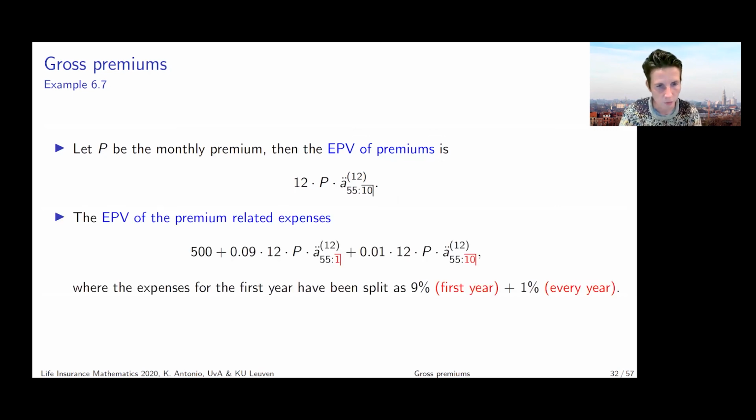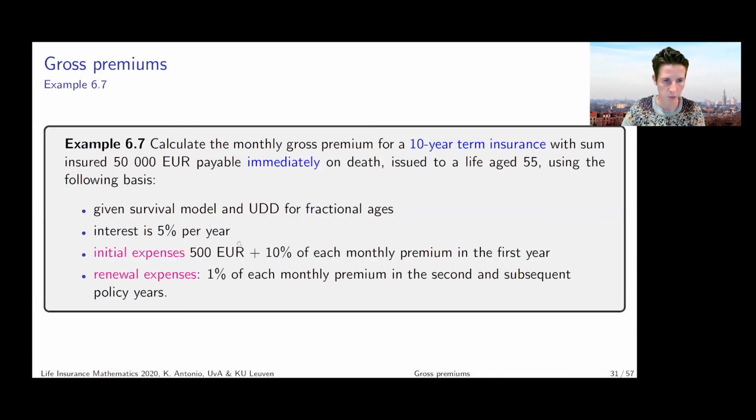Then I look at the EPV of my premium-related expenses. I know that there was a €500 expense to be covered at time zero, an initial expense. And then there was something about premiums payable in the first year and premiums payable from the second year on. So let me quickly go back to the case here. I had as the initial expenses 10% of each monthly premium in the first year. And then for the renewal, I had 1% of each monthly premium in the second and subsequent years.